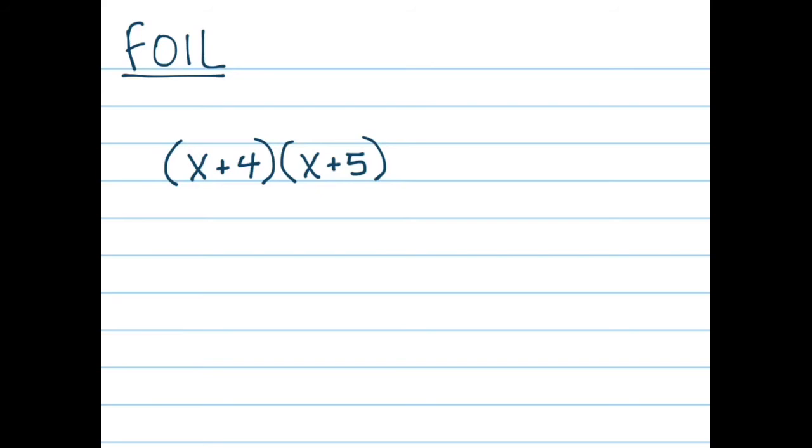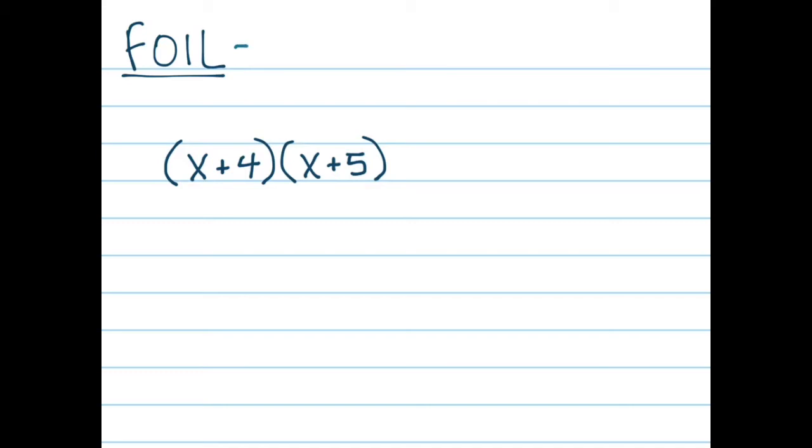Today we're going to be talking about foiling. FOIL is a way to multiply two binomial expressions together. When we talk about a binomial, we mean an expression like x plus 4, where you have two terms, x and positive 4, that are separated by a plus sign or a minus sign. So in this case, our two binomials are x plus 4 and x plus 5.